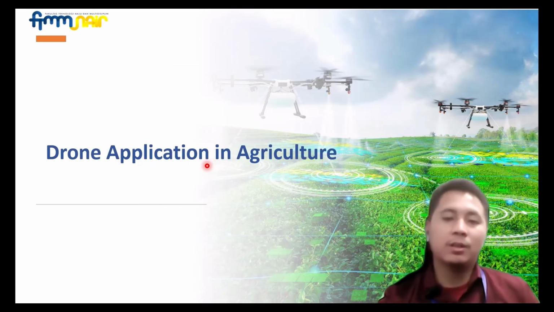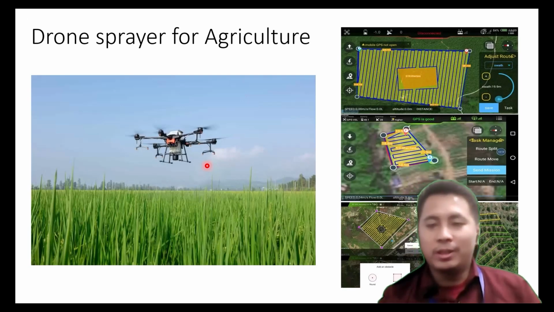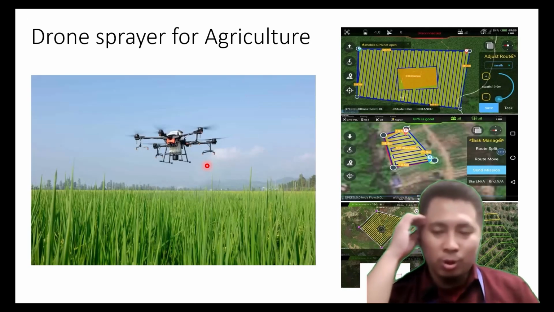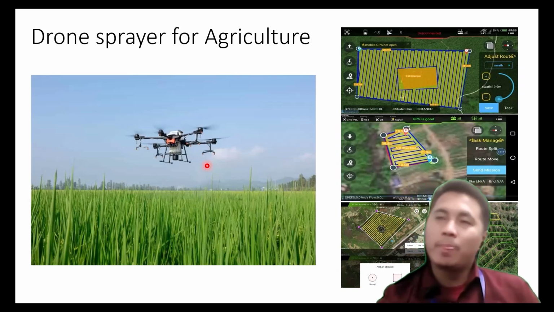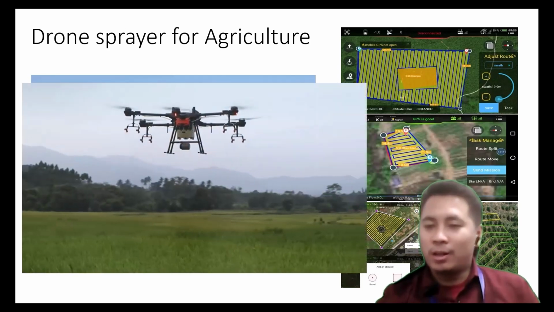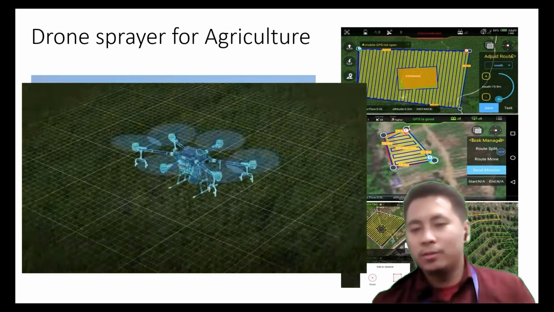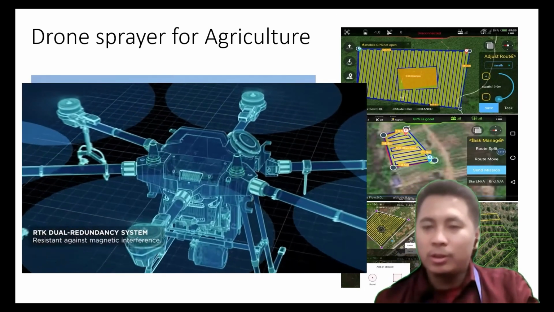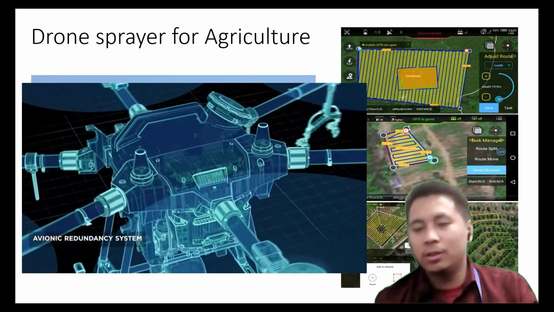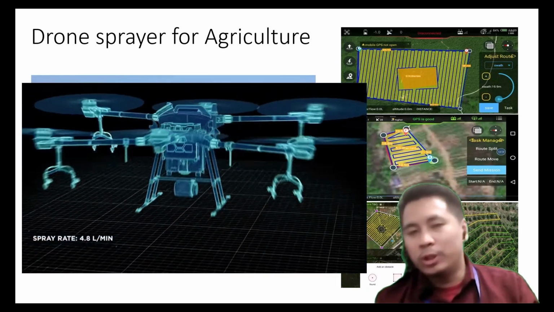And in the end, what are the drone applications in agriculture? There are actually so many applications, but I only discuss two of them that are really hyped nowadays. It's a drone sprayer for agriculture. With a drone sprayer, you can put some chemical on the crop plantation in a very efficient way, spreading it with a spraying drone.